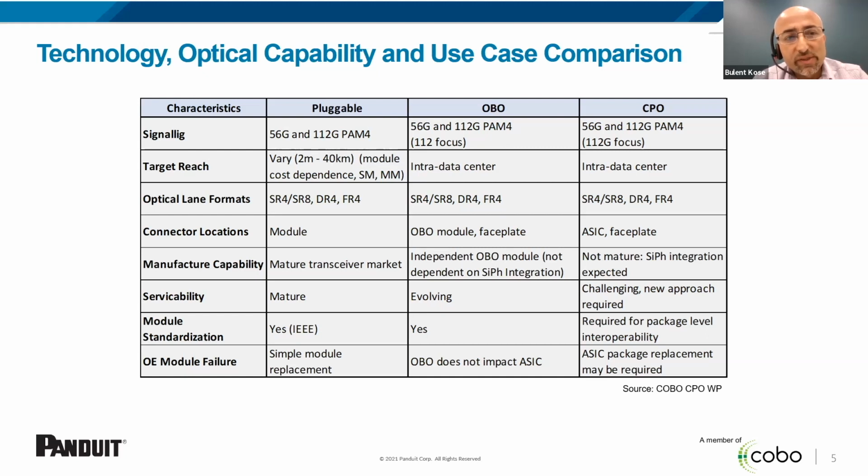So for pluggables, obviously it's a very mature market. We've been working on making these since the 1990s, and it's a very, very mature market. For OBO, the module is outside of the ASIC, so it doesn't depend on silicon photonics integration. So there's some benefit there. And for CPO, it's actually on the module piece of the ASIC.